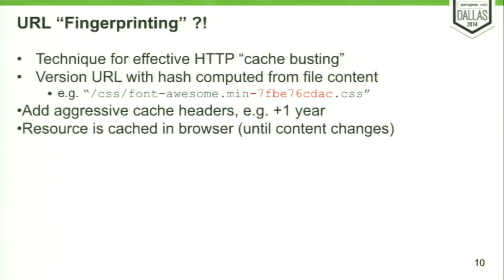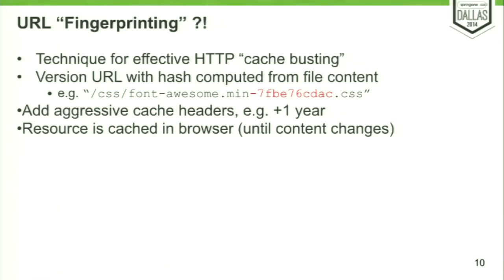It's a technique for effective HTTP caching, where we take the content of the file, compute a hash from it, insert that as a version in the URL, and serve that URL. So when we render the HTML, the link to the CSS file is going to have that version. Along with that, we put some aggressive cache headers, a far future expiry of 1 year, which means the browser is not going to ask for this resource again for a whole year.